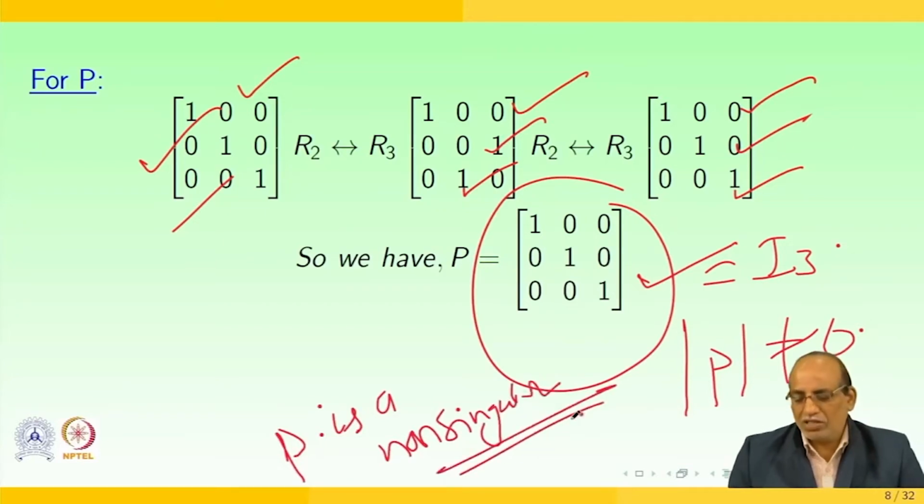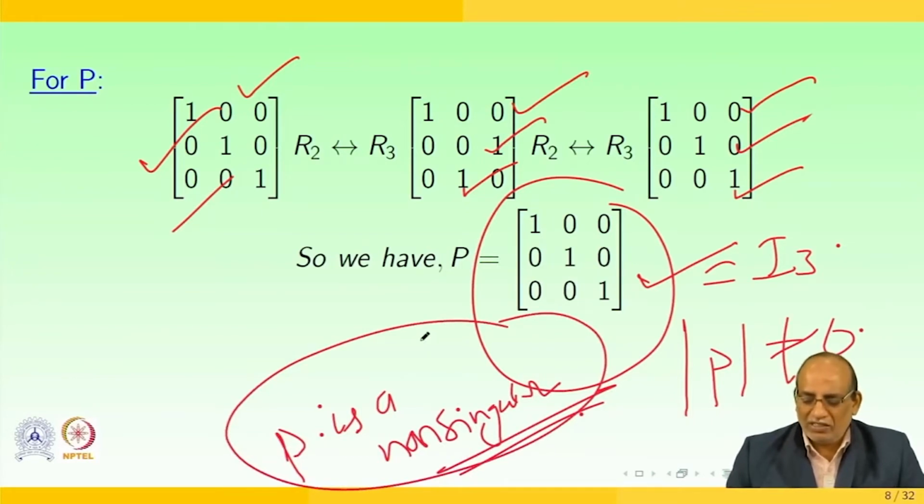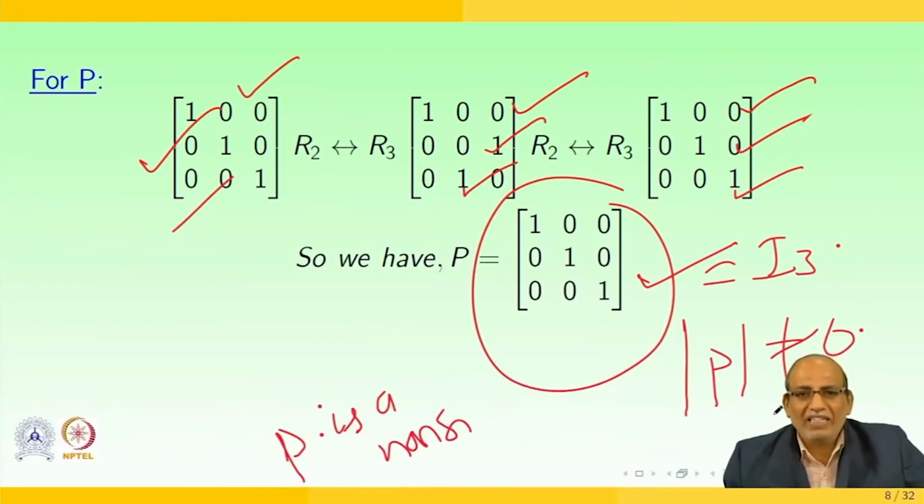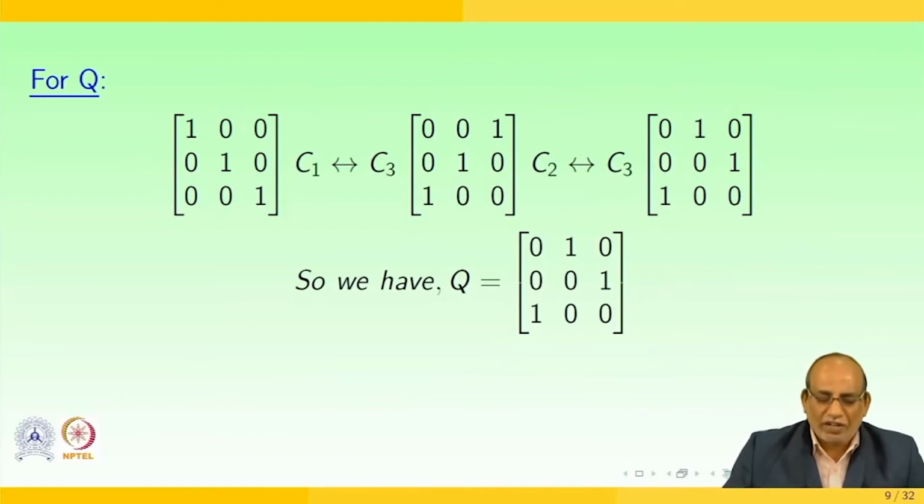P is a non-singular matrix. So we should be able to obtain the non-singular matrix P in such a way that the determinant of P is not equal to 0. Right? So that's how we are able to apply complete pivoting for this 3 by 3 matrix. Okay, for Q, let's say the same Q.